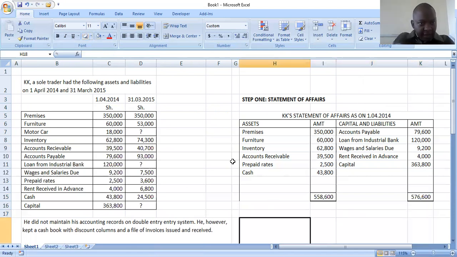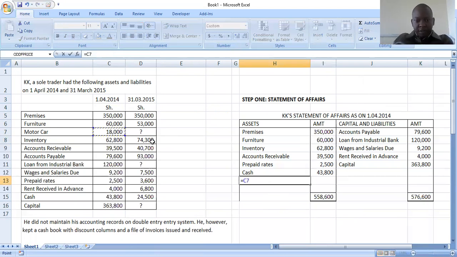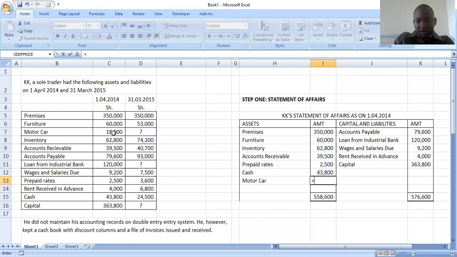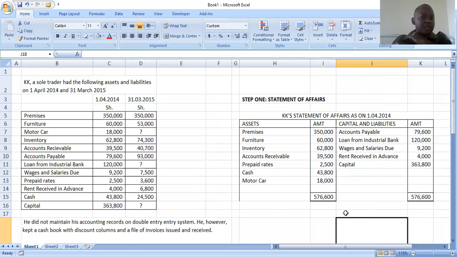So the error is: premises 350, furniture 60, motor car 18. I think there is a motor car that has been left out. So the motor car should be there. It's an asset, so we have it on the asset side of the statement of affairs, and its value is 18,000. This adds up to 576,000, so you should balance off. I believe our statement of affairs as of now is okay.